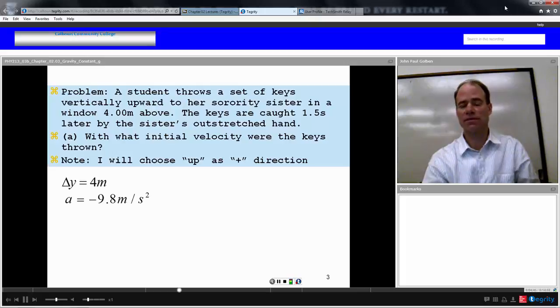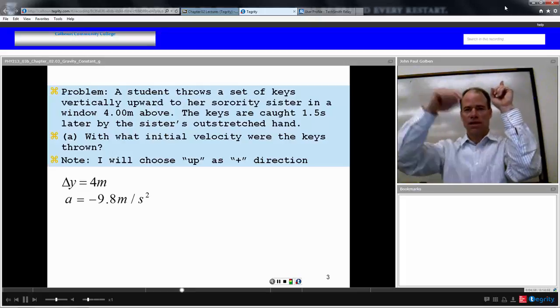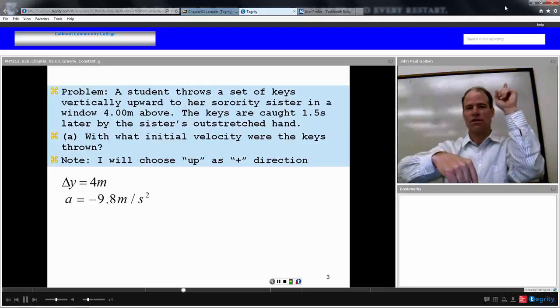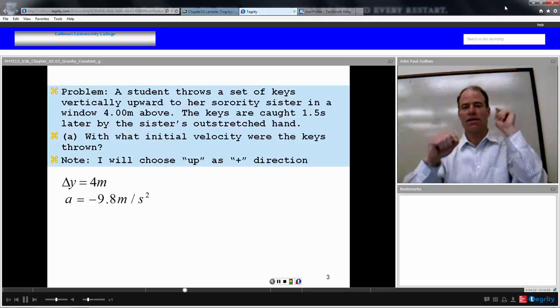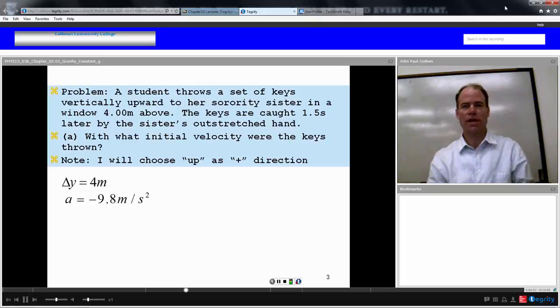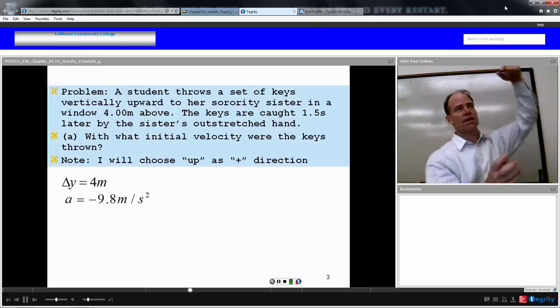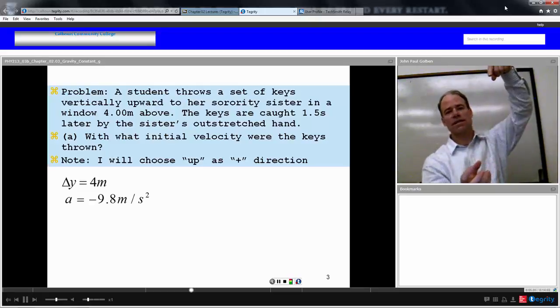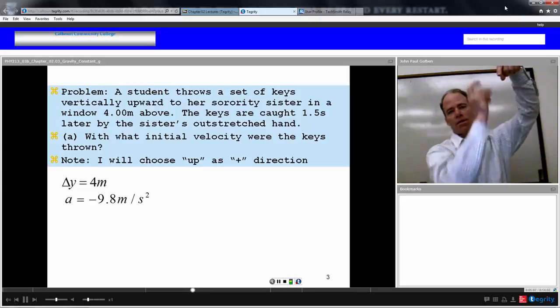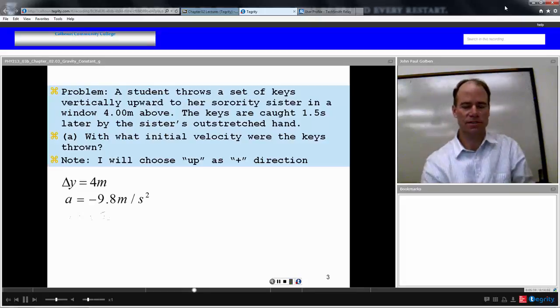Acceleration will be a negative 9.80 meters per second squared, because up is positive and the acceleration of gravity is down towards the center of the Earth at 9.8, so it's going to be a negative 9.8 in this case, because it's in the negative direction. And that makes intuitive sense, because if I throw something up and acceleration of gravity is working against it, it's going to slow it down, and hence it's going to be a negative acceleration.